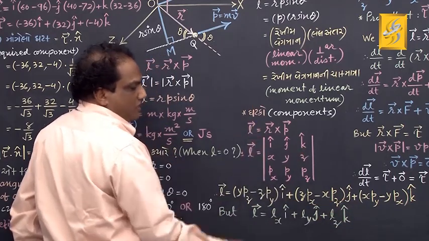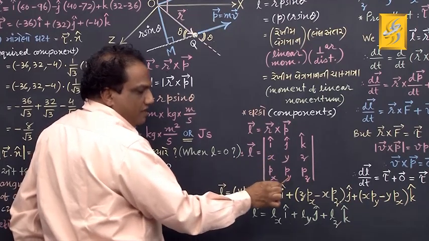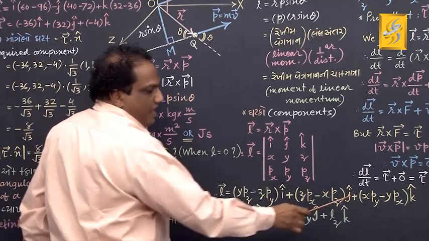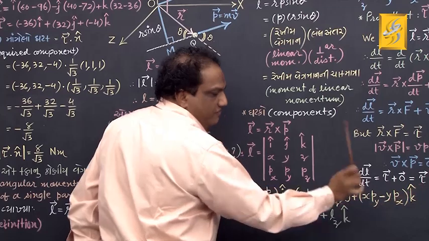Plus with k hat, this into this minus this into this. So it is x into py minus y into px, that into k hat. Fine.